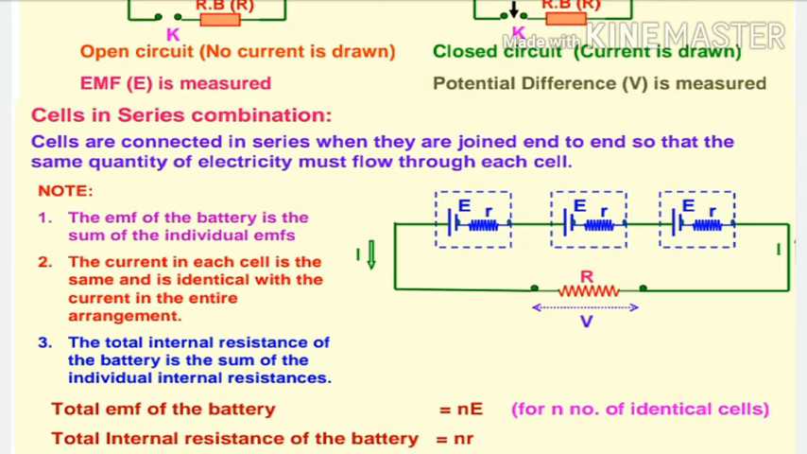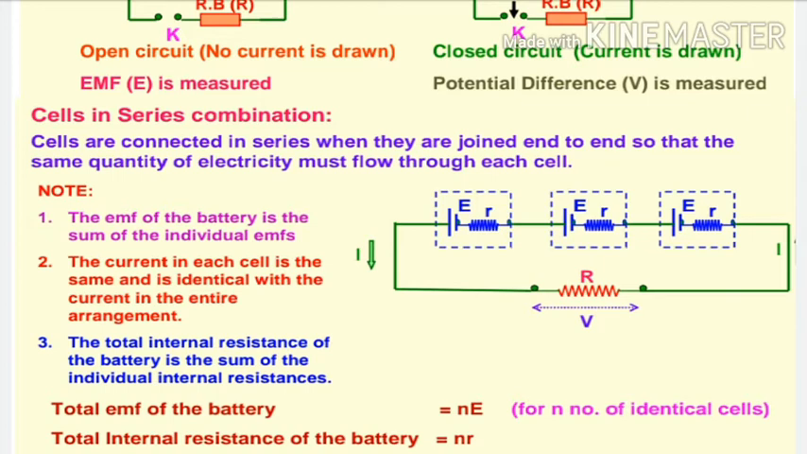Now the third case: the total internal resistance of the battery is the sum of the individual resistances, because they are connected in series. So the total internal resistance of the combination of cells can be calculated by the formula r equivalent is equal to r1 plus r2 plus r3, where r1, r2, r3 are the internal resistances of the given cells.